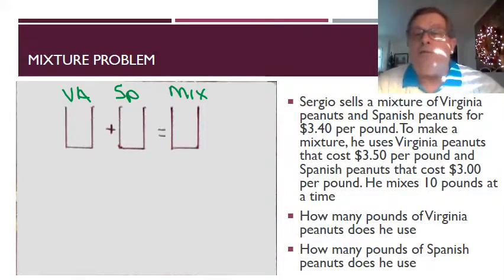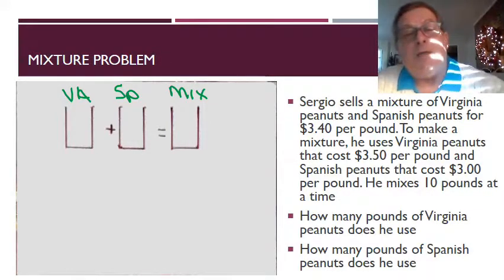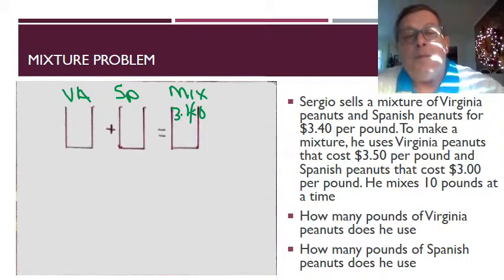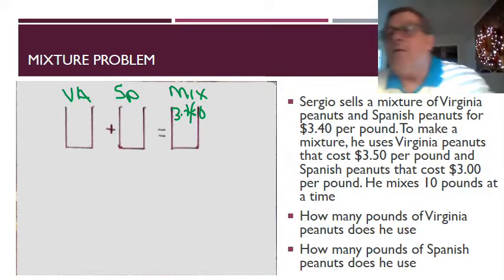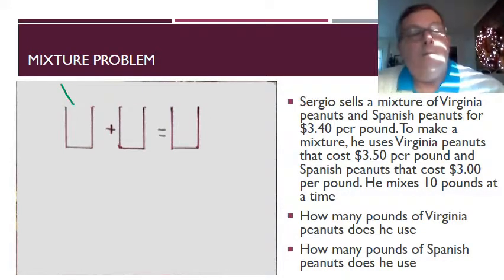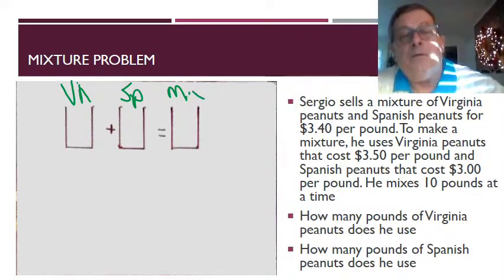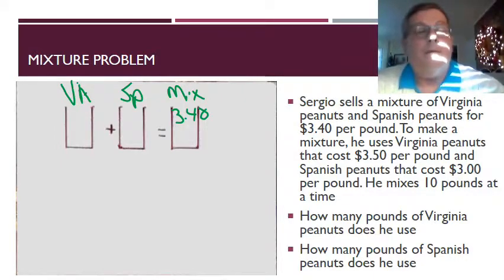All right, let's go back to this first sentence again. He sells a mixture of Virginia peanuts, I've got a bucket for it, and Spanish peanuts, I've got a bucket for it. And I've got a bucket for the mixture, which he sells for $3.40 a pound. Well, that irritates me. Let's redo this. We've got Virginia, we've got Spanish, we've got the mix, and we've got $3.40. Okay, a little bit better.